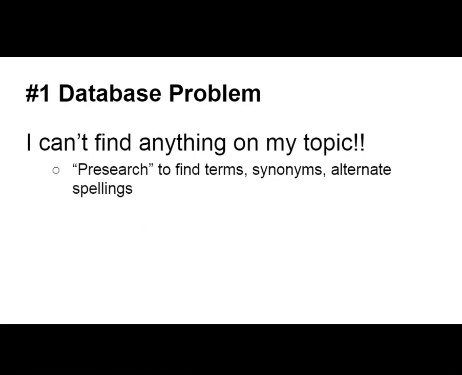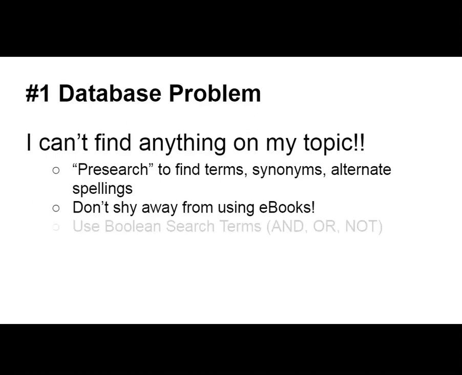It's a good idea to do a little pre-search before you get settled into active searching. For example, if you're looking for articles on drones, you'll probably quickly find that these are also called UAVs. Don't shy away from using ebooks. You'll be able to search the table of contents and index for your topic, and there you'll also find related terms. Try using some Boolean operators like and, or, and not to narrow down or broaden your topic. For example, you could put, quote, drones, not bees, end quote, to avoid getting results about bees.